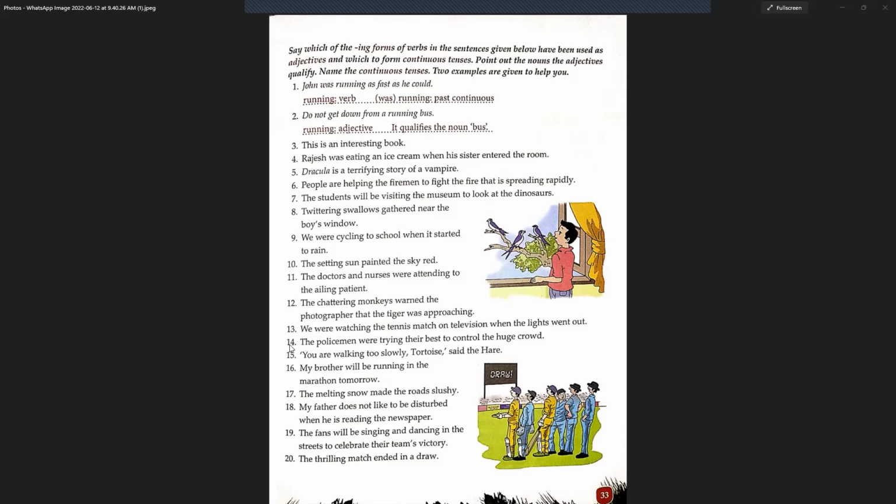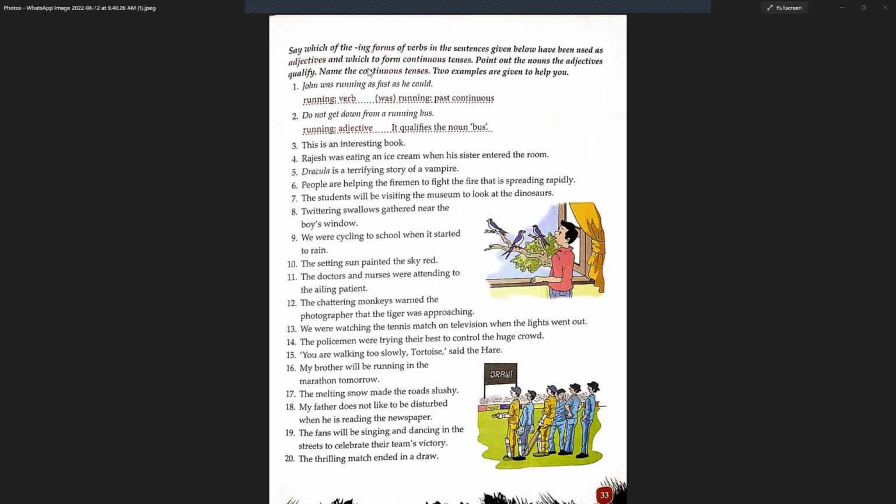Okay, right. So John was running as fast as he could, right? So he was running. Shamas, tell me the verbal part of this sentence. In the first sentence, what is the verbal part of the sentence? We call it the verbal phrase. Was running, exactly. Yes, was running is the verbal phrase in the sentence.